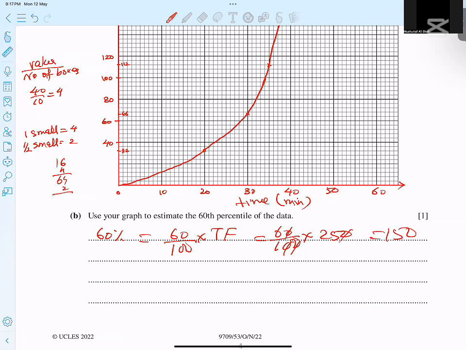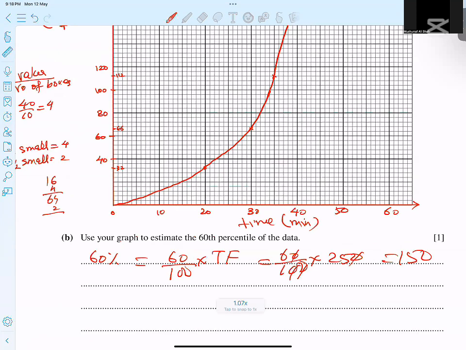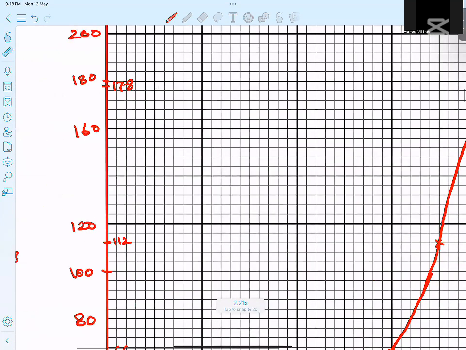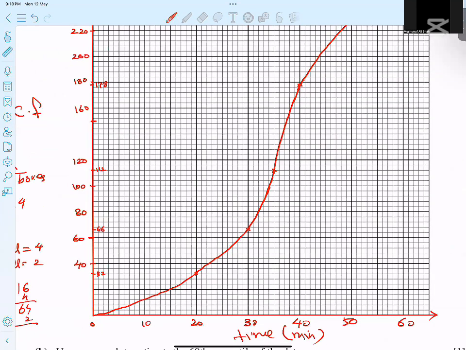Make sure. Let me check once again. Finally, yeah, 150. Where is 150? 150 is 2.5 box below. 1, 2.5 box. So this is 150. Okay, 150. So I make it. So this 150 is going on, meeting here and come down. So it is coming in the middle here, the 60 percentile.